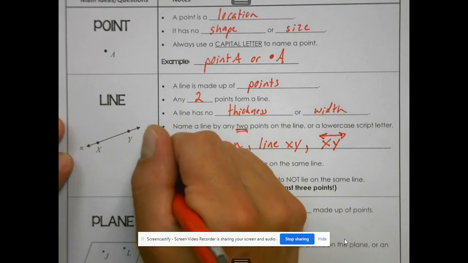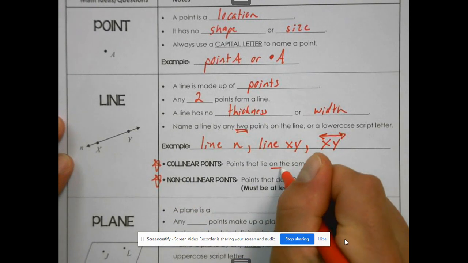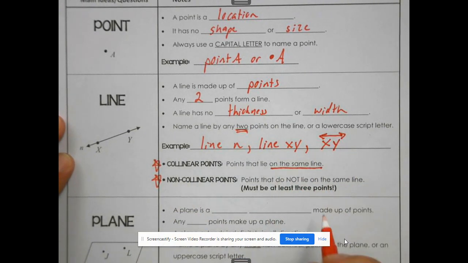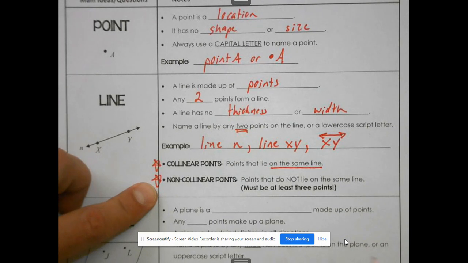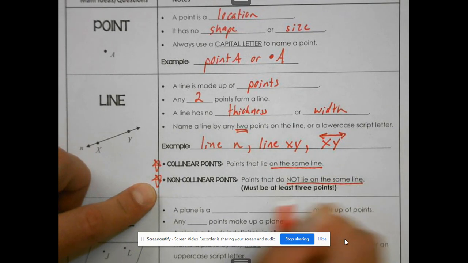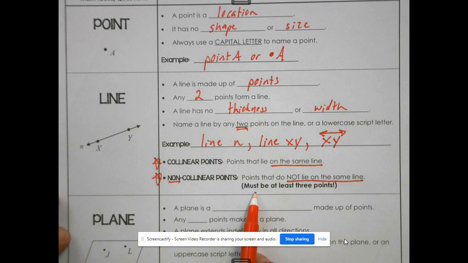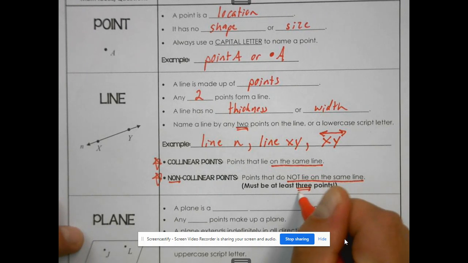2 vocab words, collinear and non-collinear. Collinear are points on the same line. Non-collinear are points that are not on the same line. And just note here, there must be at least 3 points when we're naming collinear or non-collinear points. 3 points, 3 points.